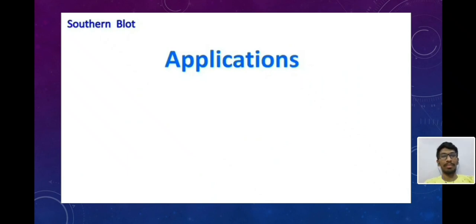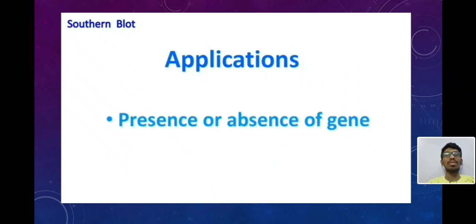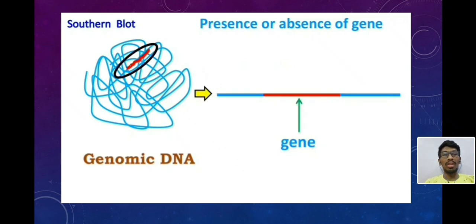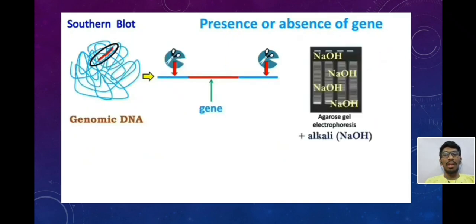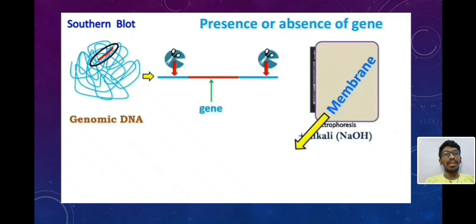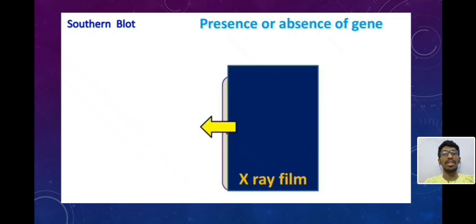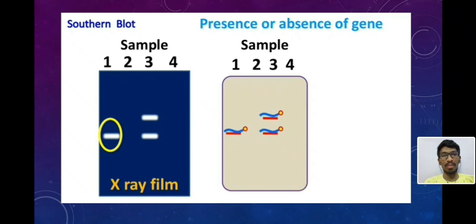Now we'll go to applications. Presence or absence of gene. We all know that when a restriction endonuclease enzyme is added to a DNA sample, the restriction endonuclease will cut the DNA at a specific sequence. It cleaves the upstream and the downstream of the DNA sample. If after the experiment a band is present on the autoradiograph, that represents the presence of gene C, which was marked with a yellow circle, and if there is no mark, then it represents the absence of the gene.